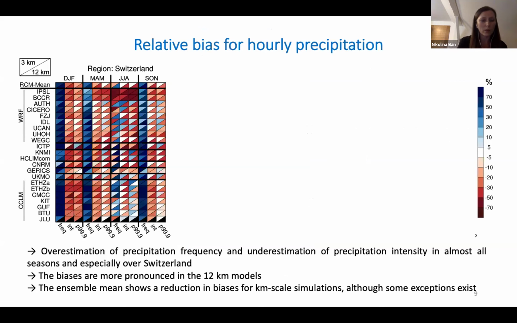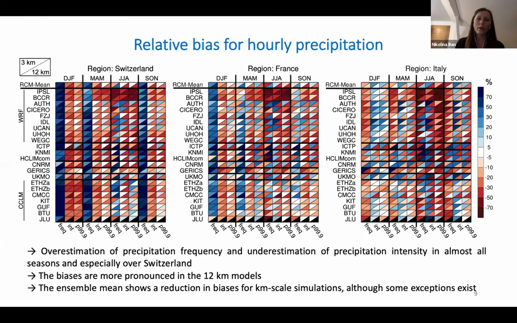So the first one is Switzerland, and here I think is probably the most clear picture that we can see, and this is this overestimation of frequency and underestimation of precipitation intensity, which is quite pronounced in almost all regions except for summer. But in many of these boxes, again, you can see that the upper triangle shows this reduction of the biases. So this is the area of Switzerland.